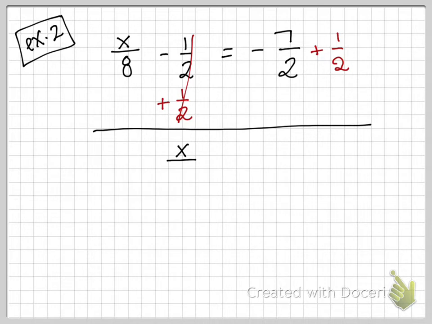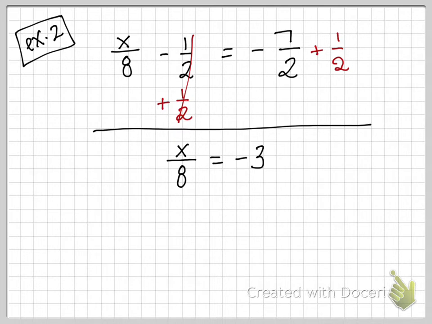So then I end up with x over 8 is equal to, and then remember our signs, right? We have to make sure we keep the signs straight. Negative 7/2 plus 1/2 gives me negative 6/2. And if I simplify that, negative 6 over 2 simplifies to negative 3. So I simplify that fraction to negative 3.